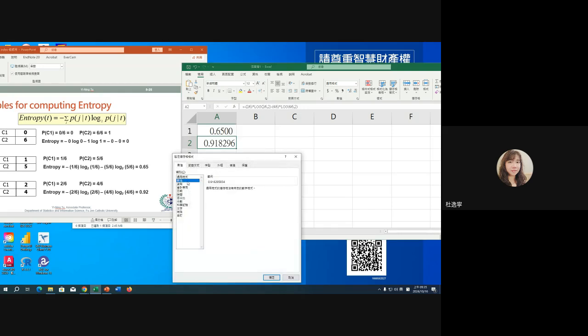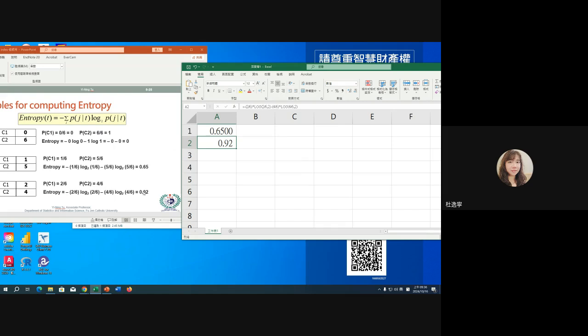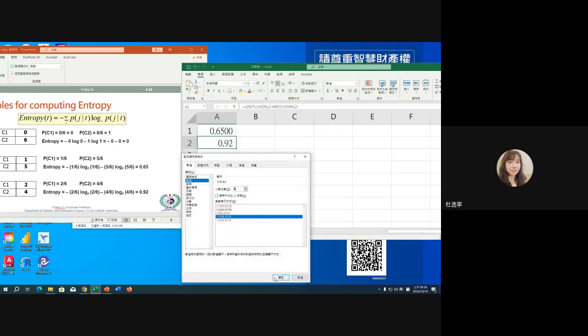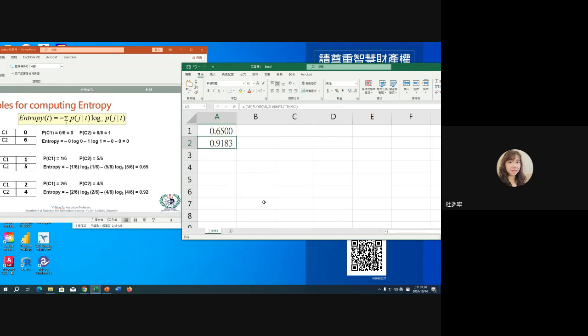So we will use the value here and then we use 2 digits. It will look just like this. And if you use 4 digits, the answer will be here. Okay? So what do you find? What is the difference between Gini index and entropy?